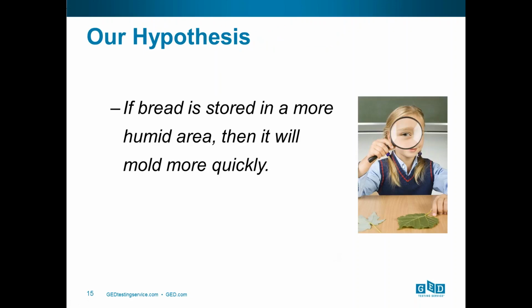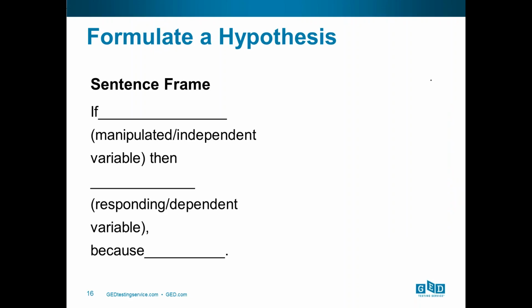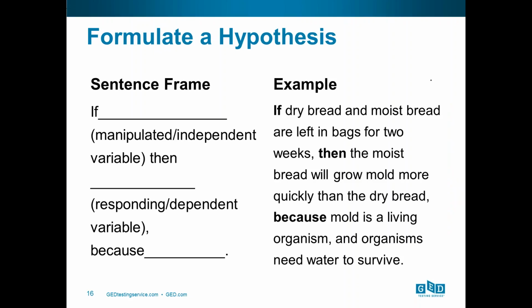So here's our hypothesis. If bread is stored in a more humid area, then it will mold more quickly. Okay, sounds pretty good to me because it is a prediction. It's an educated guess. But you know what? We're going to have to go a little further than that because we really need to see the because. Why is this going to happen? So let's expand it out just a little bit, Bonnie, and let's try this. If dry bread and moist bread are left in bags for 2 weeks, the moist bread will grow mold more quickly than the dry bread because mold is a living organism and organisms need water to survive.